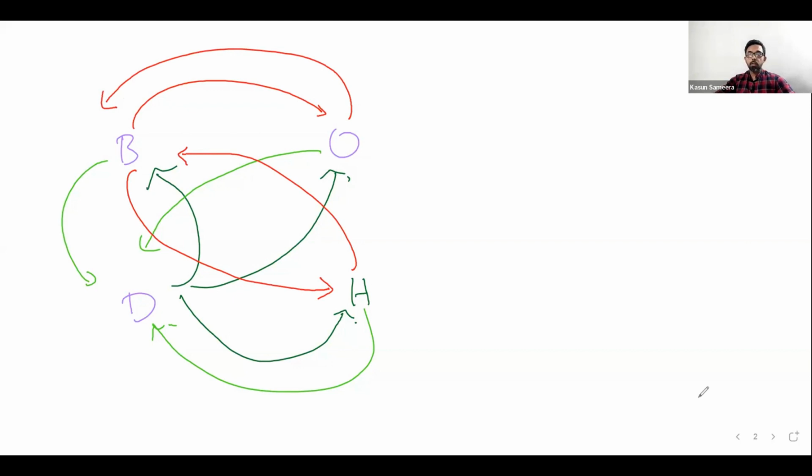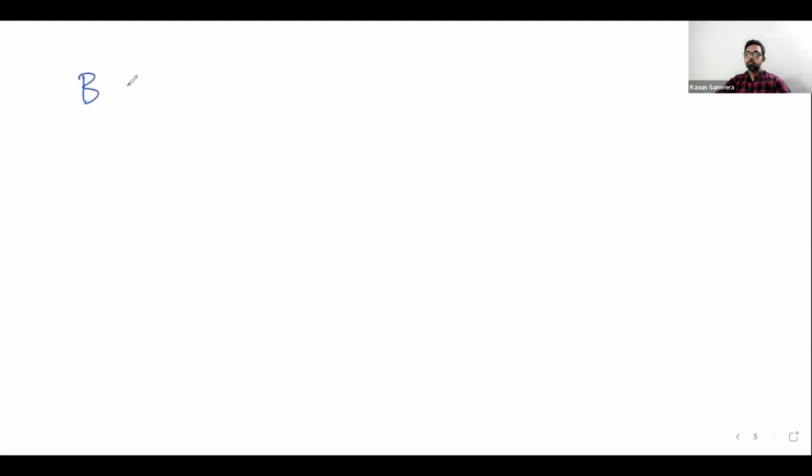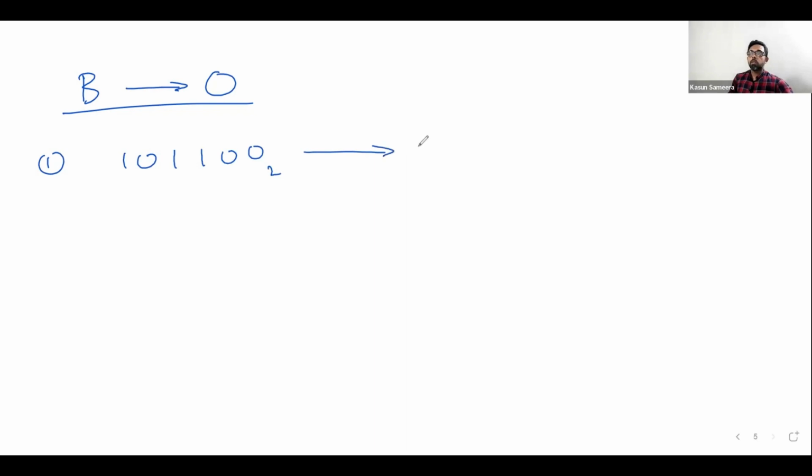Right, first thing we are going to look at is binary to octal. First question. 1 0 1 1 0 0 base 2. You need to convert into base 8. How are you going to do it? Look. Just write the numbers. Then group it by 3 digits from the right hand side.